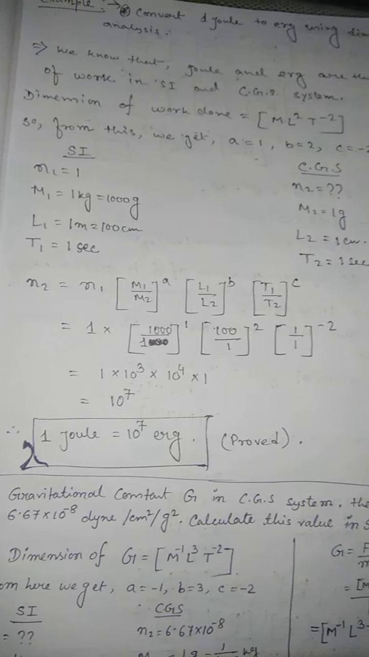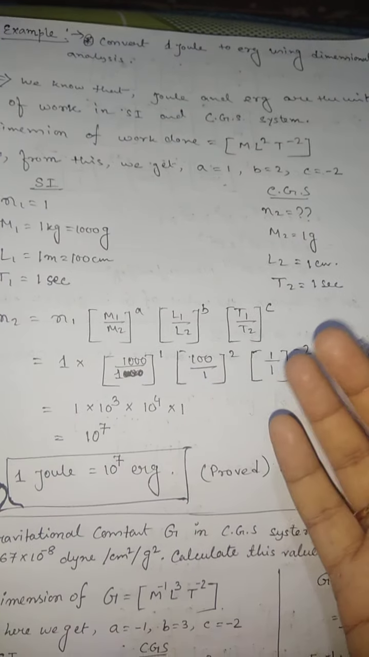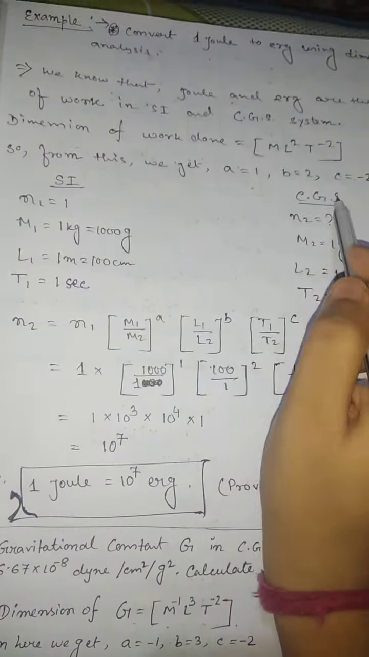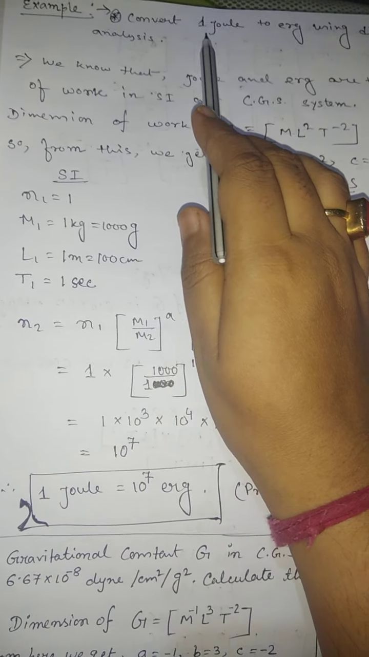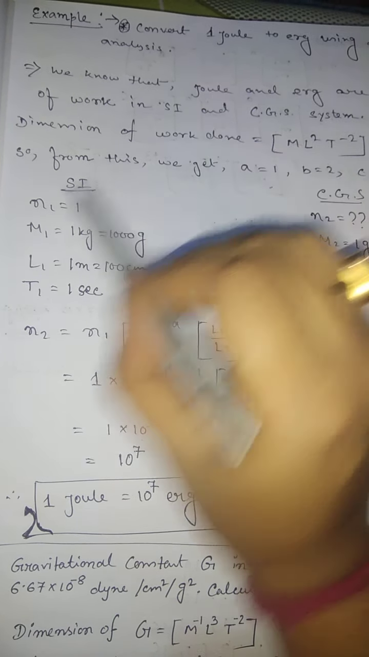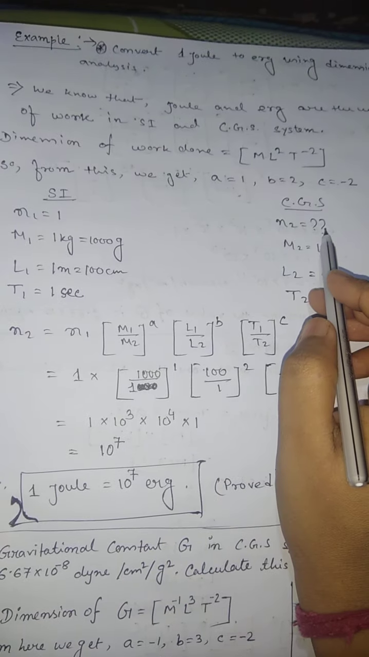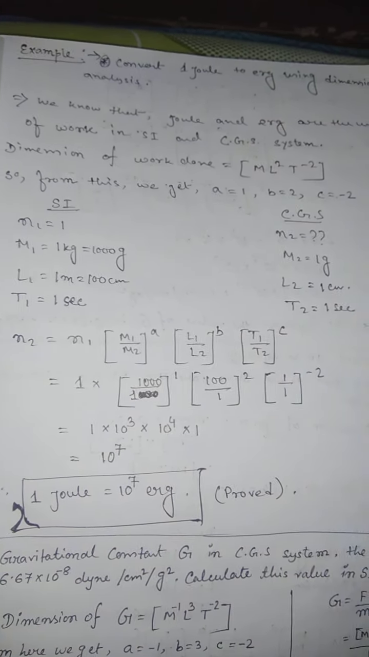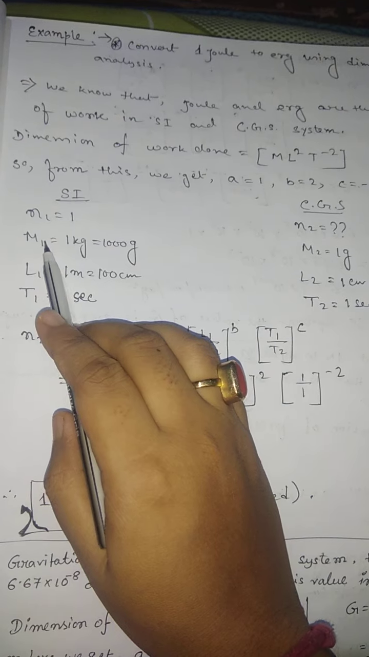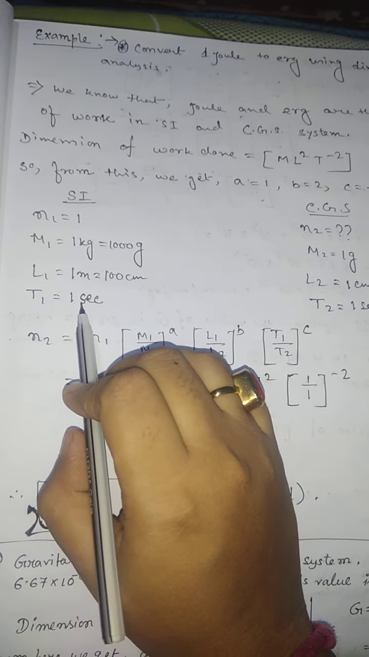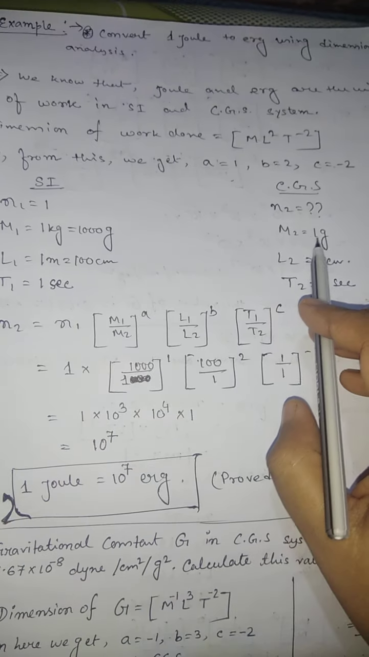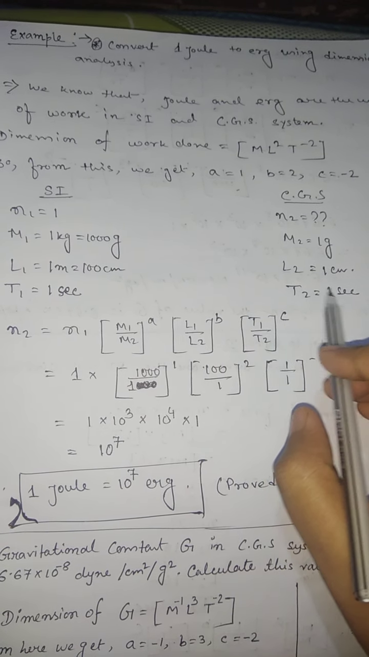Now we know that there are two systems of unit, one is SI and another one is CGS. If we did not know which system, you can consider first system, second system. Because here we know this one is SI, one is CGS, that's why we write 2. In SI, which one is given? 1 joule. So N1 equals 1. N2 we don't know, we find out in erg. So in SI, M1 equals 1 kg, L1 equals 1 meter, T1 equals 1 second. Now M2 equals 1 gram, L2 equals 1 centimeter, T2 equals 1 second.